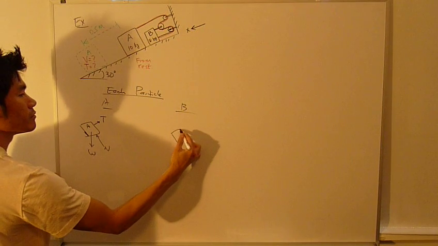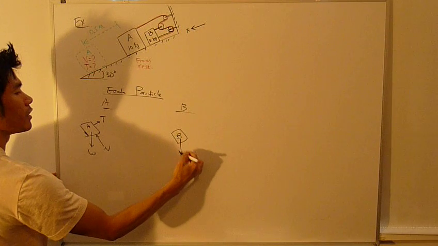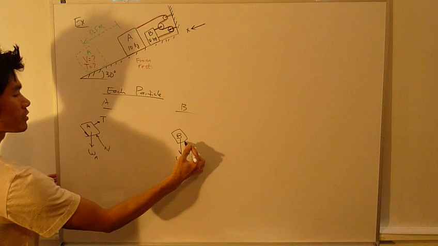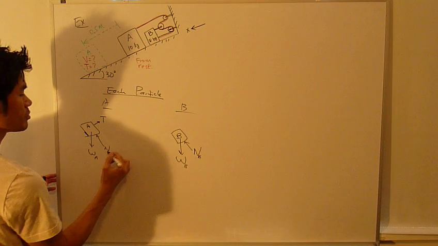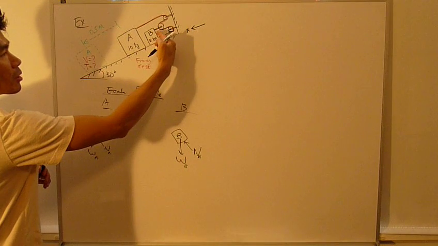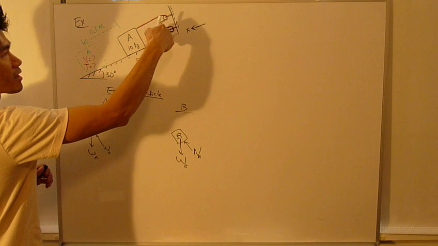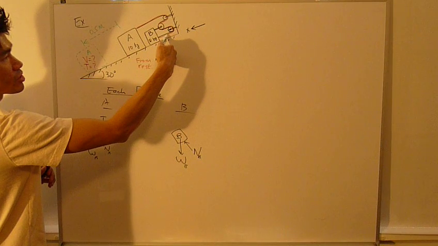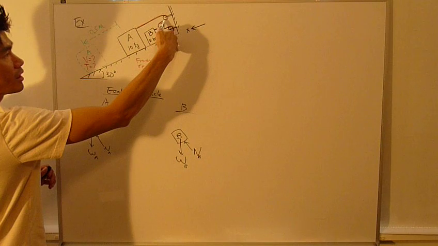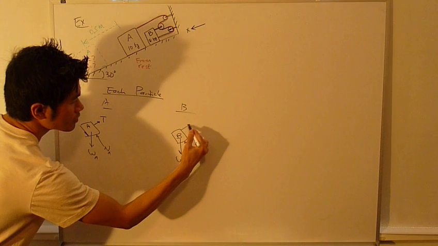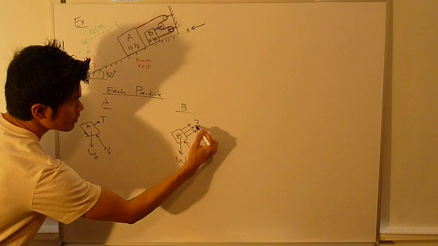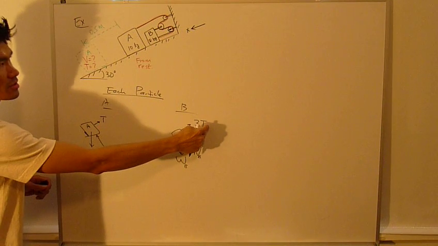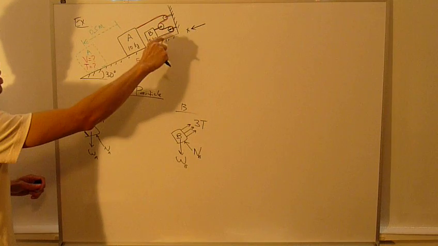Particle B, I also have weight, weight of B, and normal force of B. Now because of the way this cord is attached, I have 1 times tension, 2 times tension, and 3 times tension. 1, 2, 3, so 3T. Whatever this T is, it's 3 times that acting on particle B.